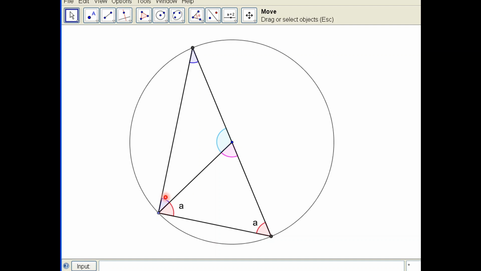Now if I call this side B, then since this is a radius and also this is a radius, then the angle from here is also going to be what? B, right? Now the angle from here is going to be what? 180 minus 2A, just like we did for the other proofs. And this is also going to be 180 minus 2B, right?